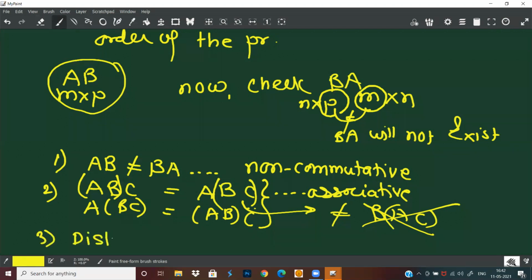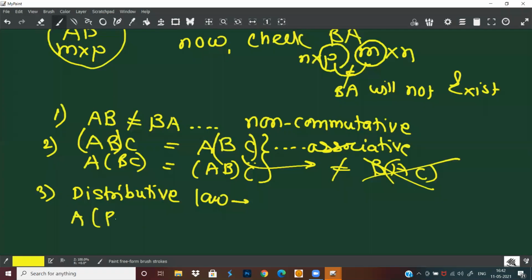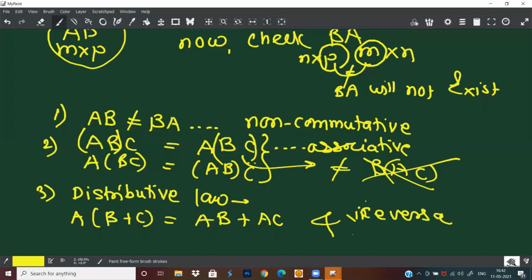Now the distributive law, so everybody knows what the distributive law is. Matrix A into (B plus C) is A into B plus A into C, and vice versa. What do you mean by vice versa? That is AB plus AC will be A into bracket B plus C.